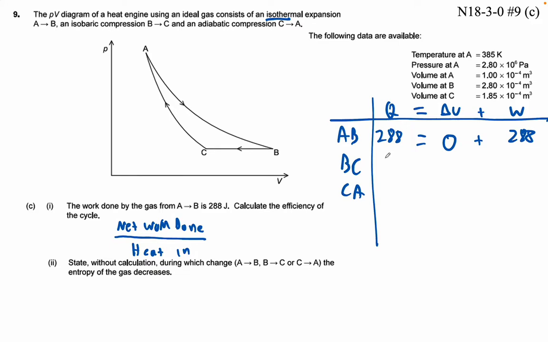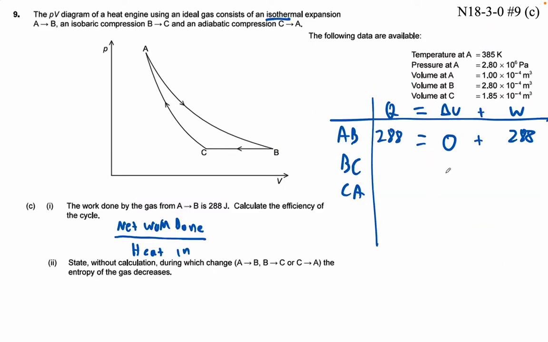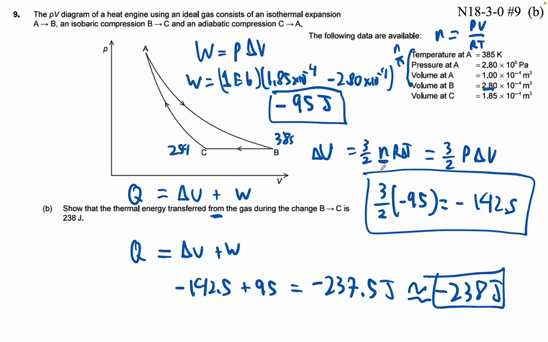Okay, and then BC, I think we figured out the work. No, we didn't figure that out. We know, though, that the thermal energy transferred, we know the work is negative 95 joules. There we go. Okay, so the work is negative 95. We know that this is negative 142.5. We know that this is negative, was it 238? Yeah.